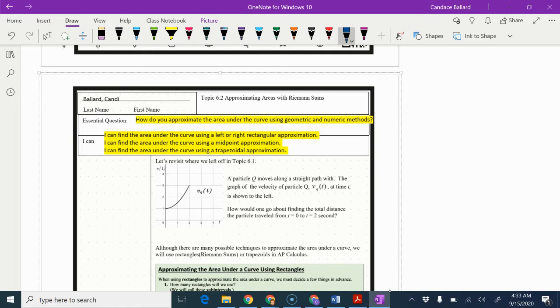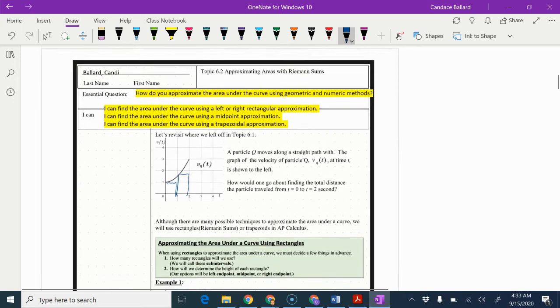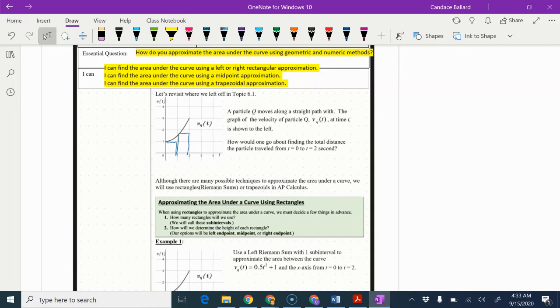So we know we've got to get the area underneath, and we could try drawing some shapes in there. Some of you told me that yesterday. So we're going to use some of our rectangular Riemann sums to do this. Although there are many possible techniques to approximate the area under the curve, we will use rectangles, what we call Riemann sums, or trapezoids in AP Calculus. So it says, approximate the area under the curve using rectangles.